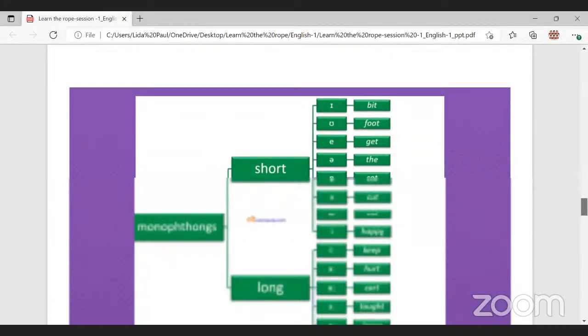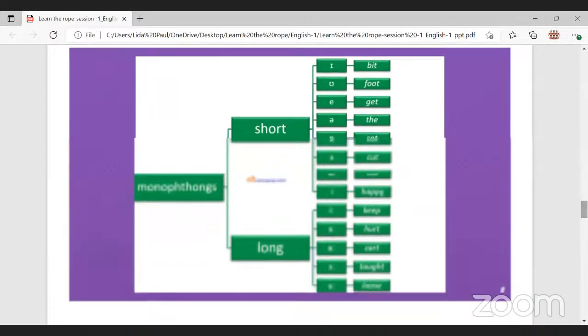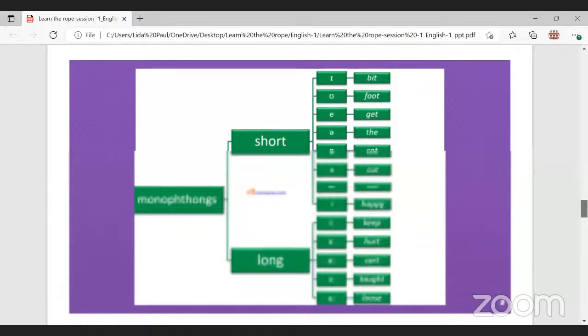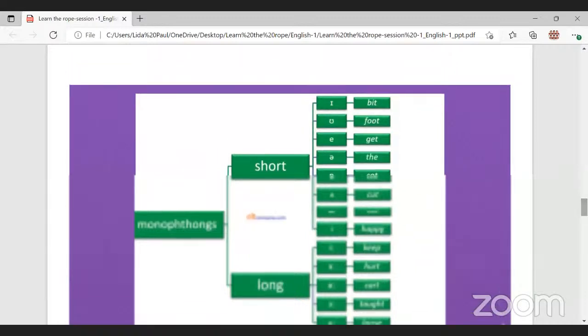Anyway, the idea here was to share the short and the long vowels with you. You can take a look at this when you get the PPT. The first part, monophthongs, are basically pure vowels. You don't have to remember these names, but in case somebody asks you, monophthongs refer to the pure vowels, like you see on the screen.